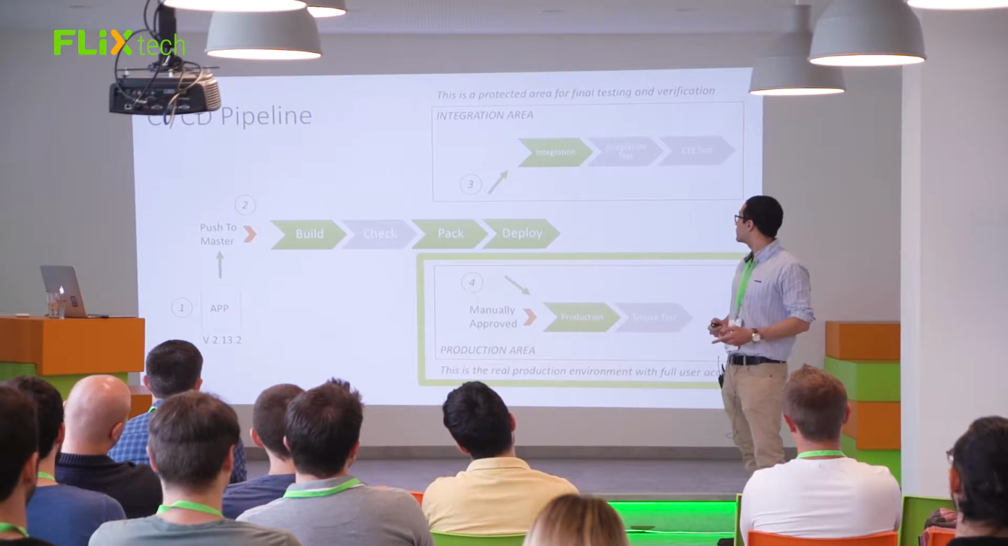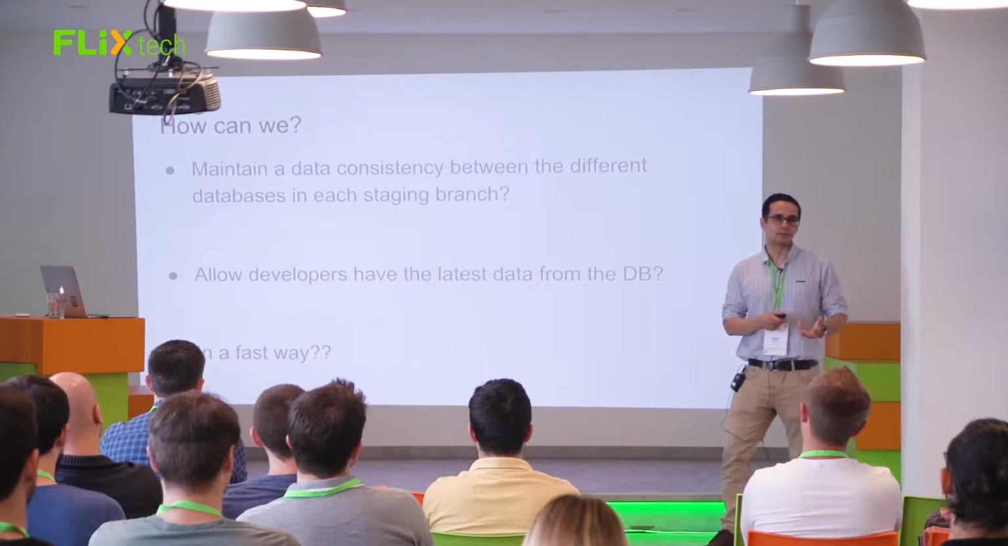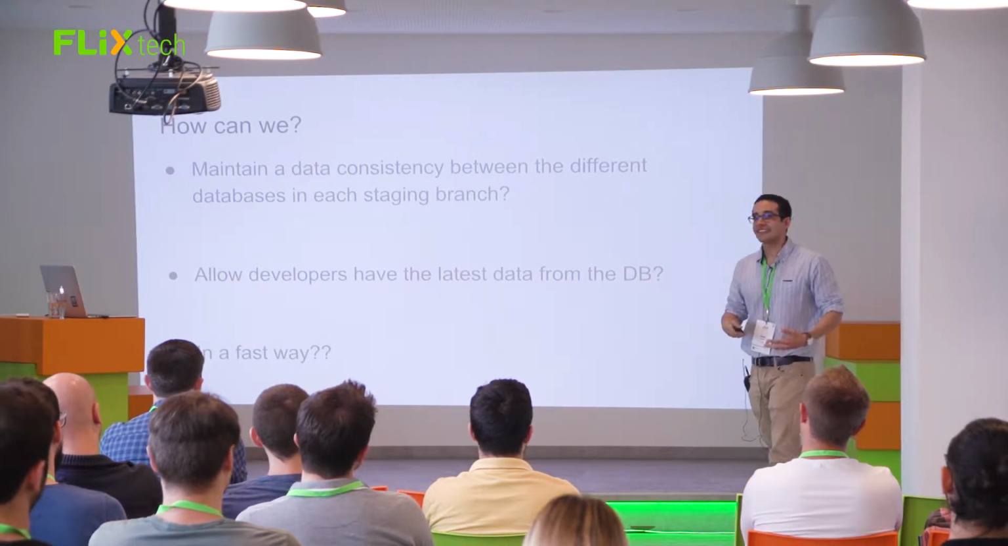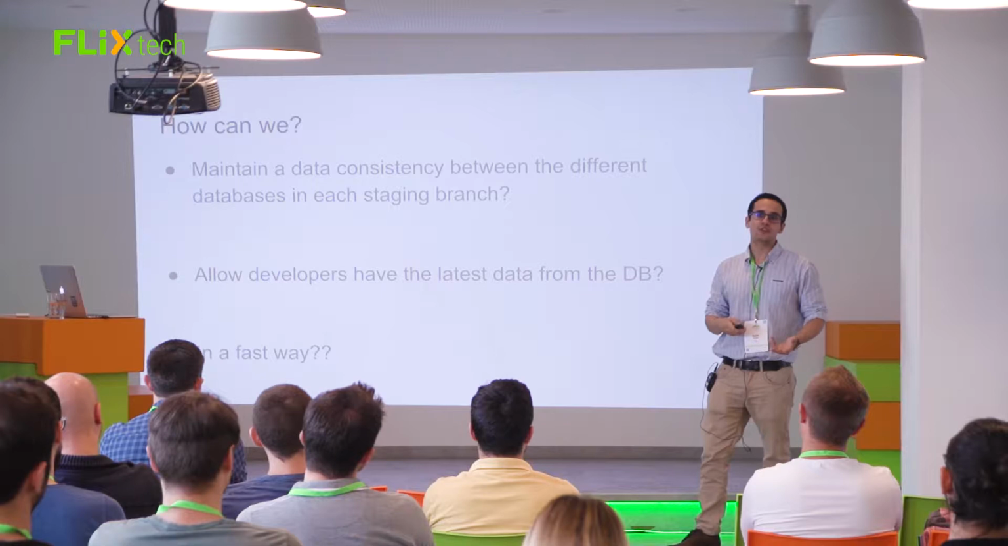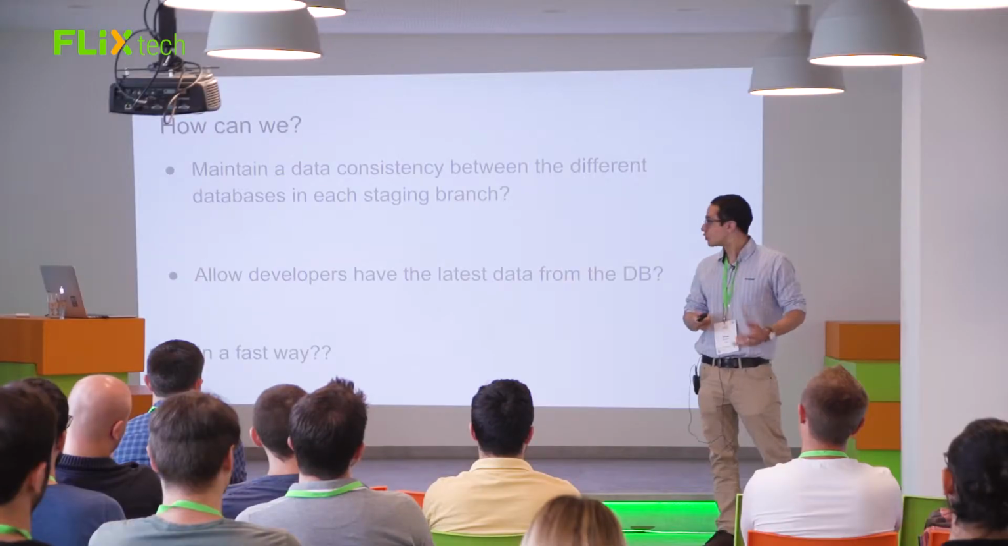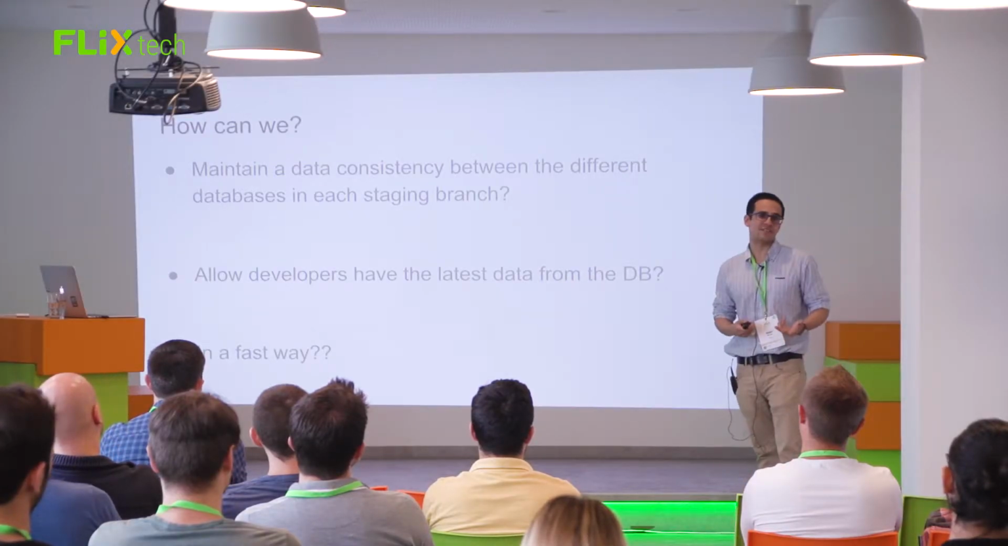Coming up with the integration area. In integration, every developer has a particular branch, and they're working with their version of the system. The system needs a database. The question here is, how can we maintain synchronization between the different databases in each branch and the production one? And also, how can we allow developers to have this database on their own computer? And how can we do this in a fast way?